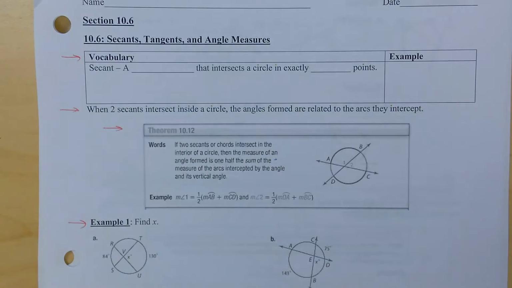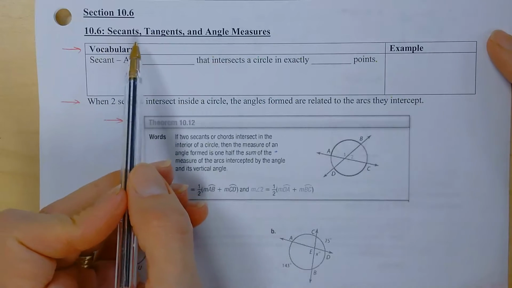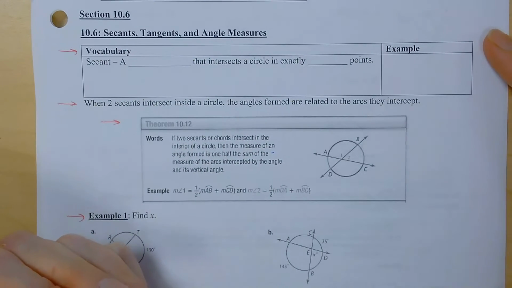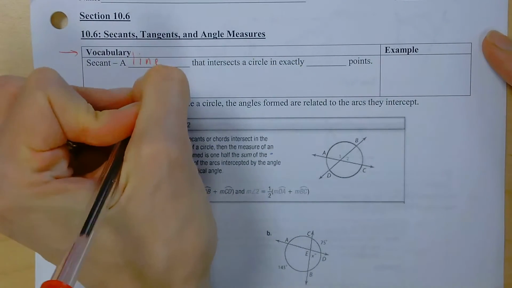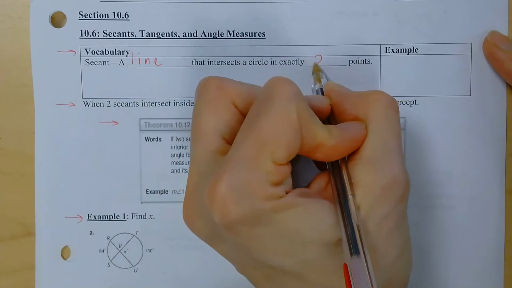So section 10.6 is going to be about secants, which is a new vocabulary word, tangents, and angle measures. So we have one more vocabulary word, which is a secant. And a secant is kind of like a tangent because it is a line or a piece of a line, but it's going to intersect the circle in exactly 2 points.